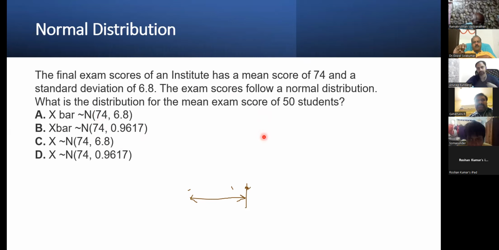What we are talking about is the mean value. Mean of the means will approach the population mean. That is why 74 is here. Let us say you have 45 mean values.